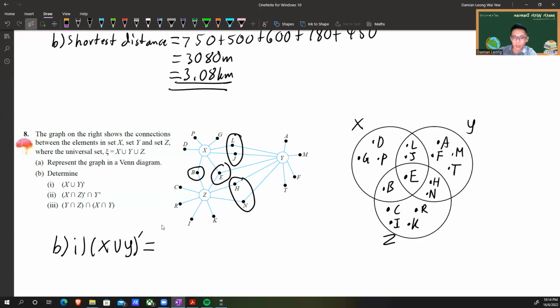So X union Y complement means I combine set X and set Y. Combination of these two sets together. Union means unite them together, so add them together. Complement means outside, so everything except what's inside here. So everything outside of it, which is these 4 letters: C, R, I, and K.